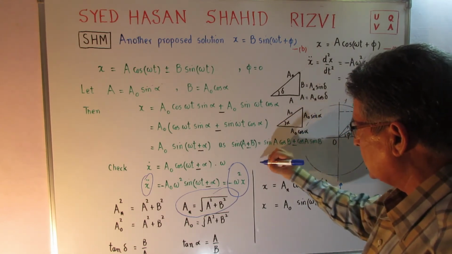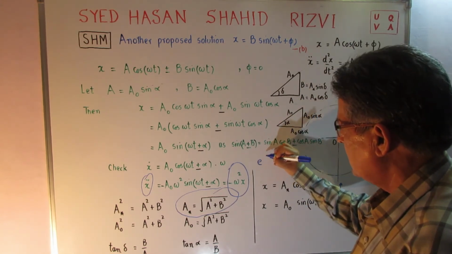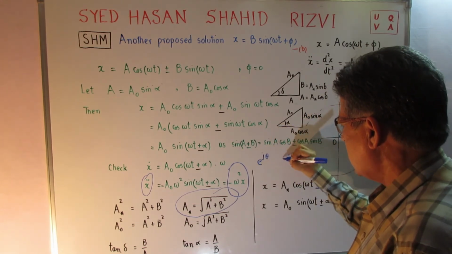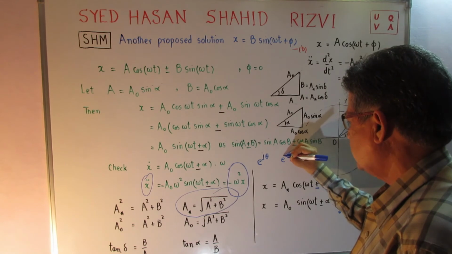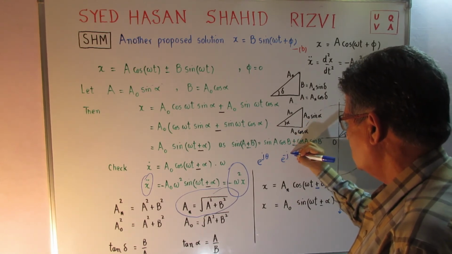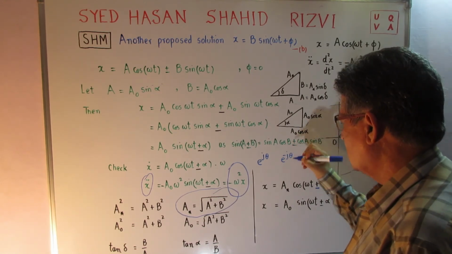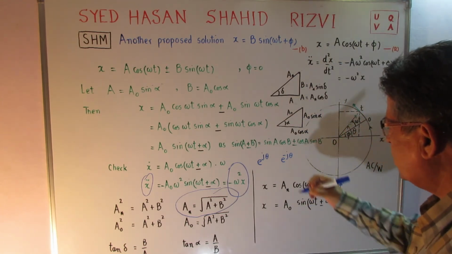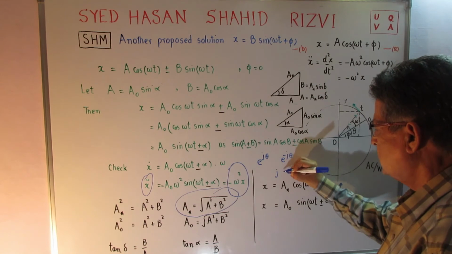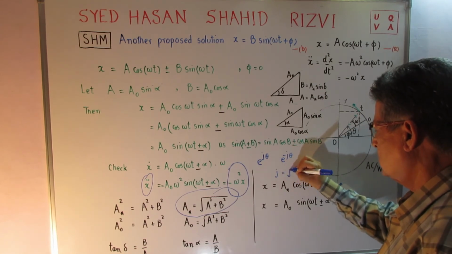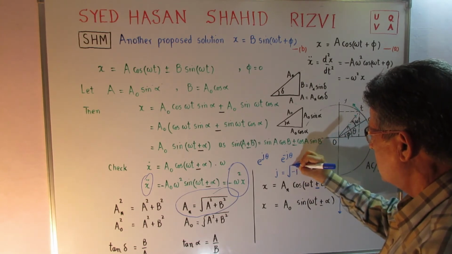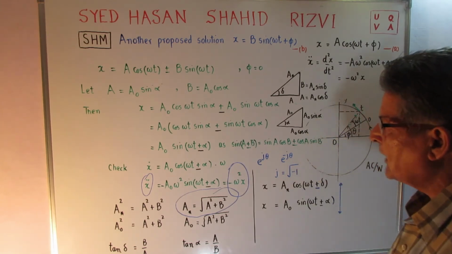Also I told you that e to the power of j theta and e to the power of minus j theta are also there, where e is the Euler exponential function, and j is equal to under root minus 1. We will have occasion to talk about that.